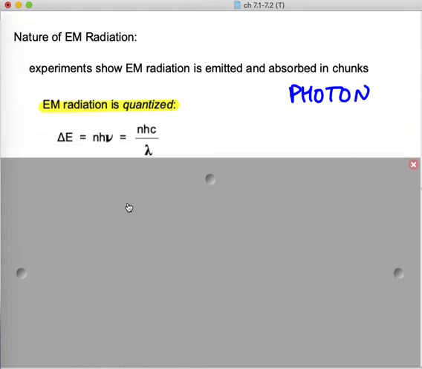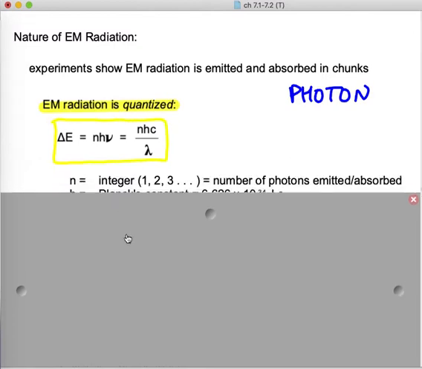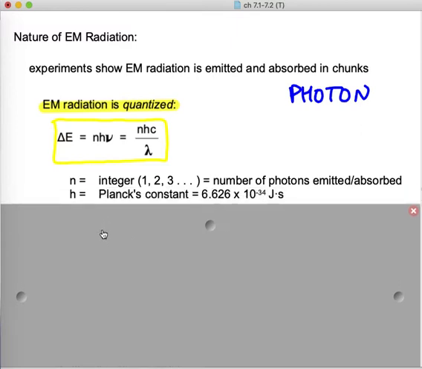To calculate that amount, we use the equation delta E, the amount of energy gained or lost by an atom when it absorbs or emits a photon, is equal to n times Planck's constant times the frequency, or by rearranging and substituting in place of frequency speed over wavelength, n times h, Planck's constant, times c divided by lambda. N is the number of photons emitted or absorbed. Usually that's just one because we're talking about a single absorption or emission. h, Planck's constant, has the numerical value and unit given there. You don't have to memorize that. It's always given to you.